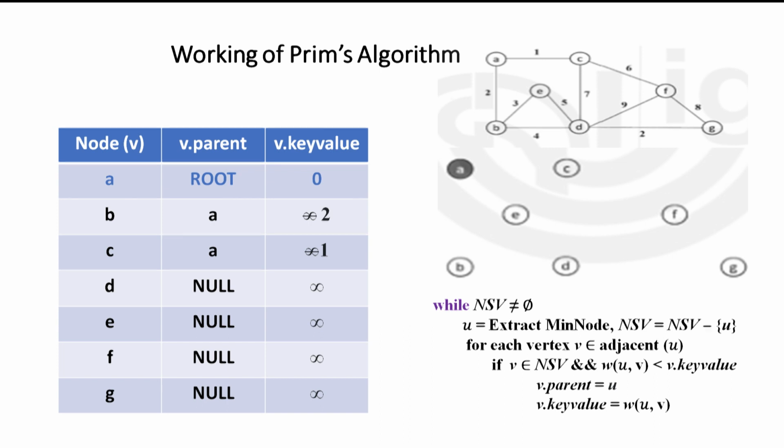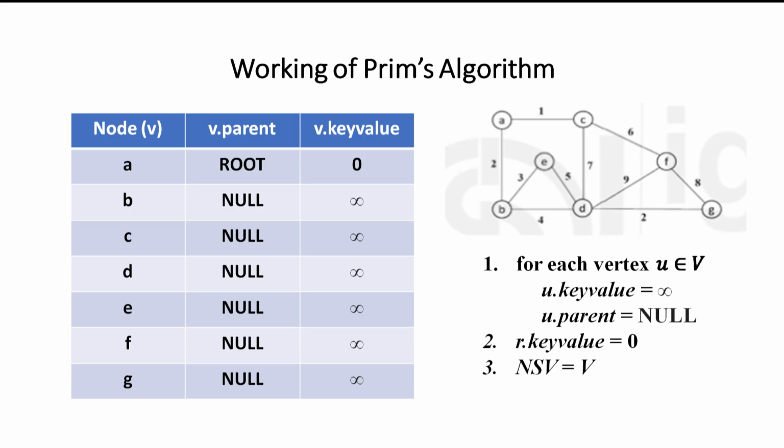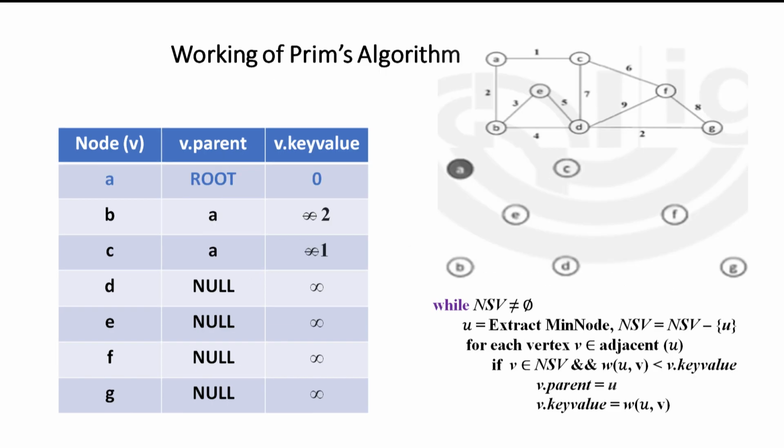So in the previous slide we can see that the value of B and C was initialized to infinite, but now because the weight from A to C and A to B is lesser than infinite, that infinite value is modified to the actual weight of the path from A to B and A to C. So for B its parent will become A because it is reachable from A, and for C also the parent will be A, and its weight or key value will be 2 and 1 respectively for B and C.